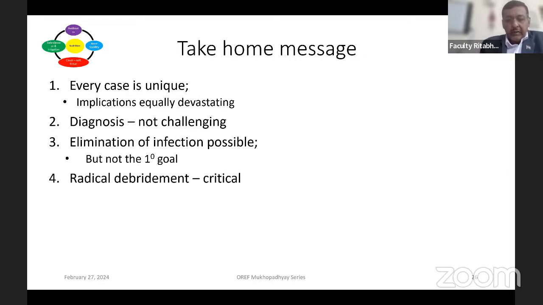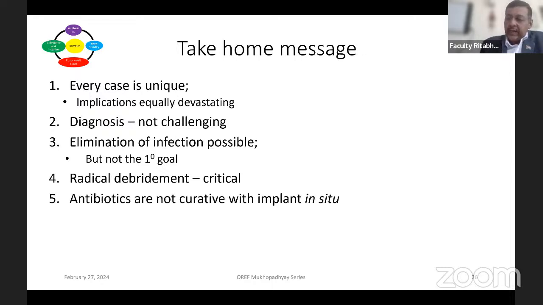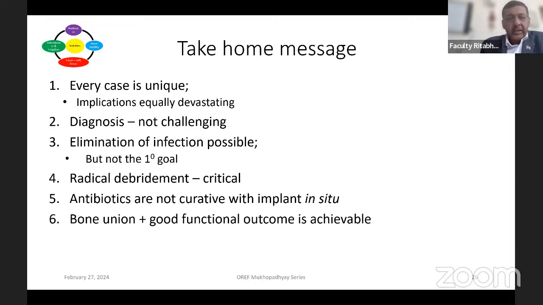If ever you have to do a debridement, radical debridement is critical. That comes from experience. Antibiotics at their best are not curative with any implant in situ. They are only a supplement to suppress the infection. And bone union and good functional outcome is achievable if we just stick to the principles.